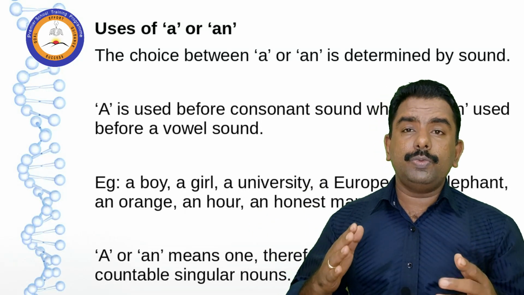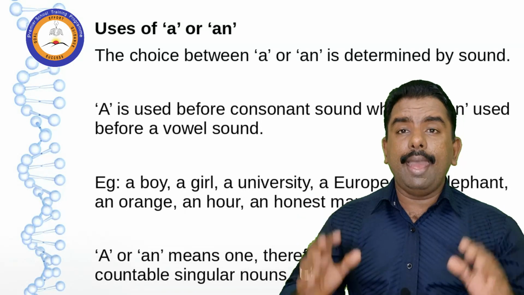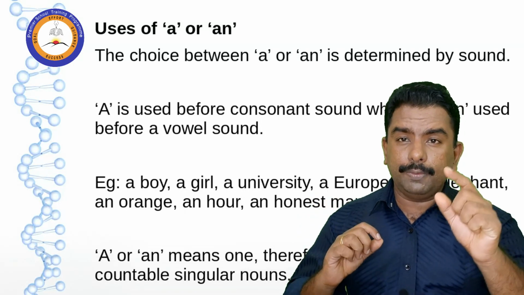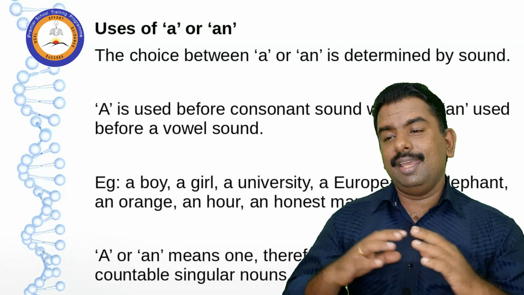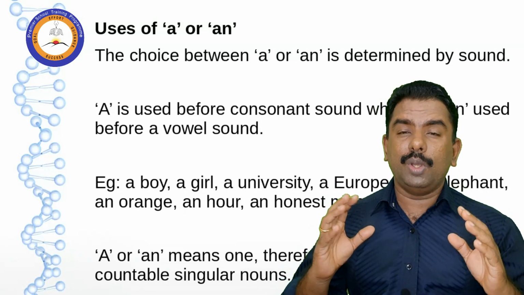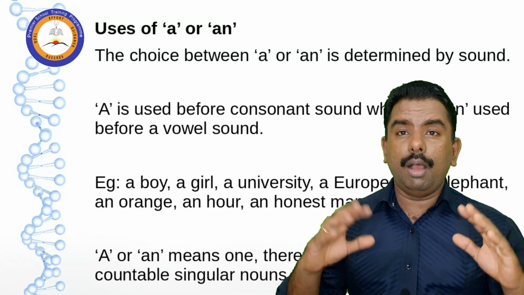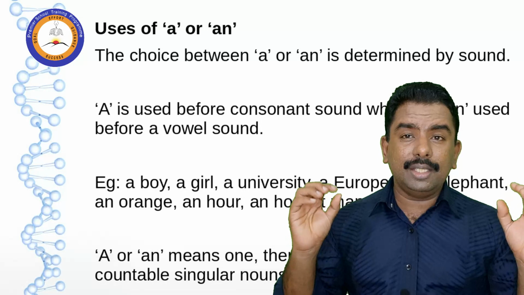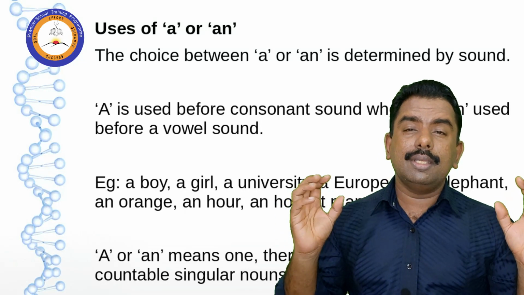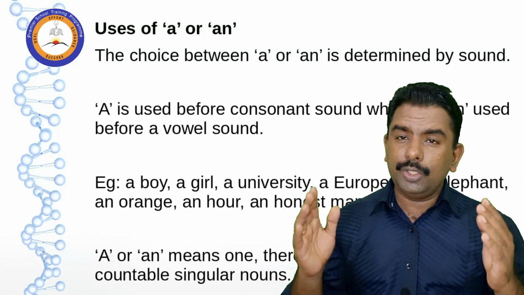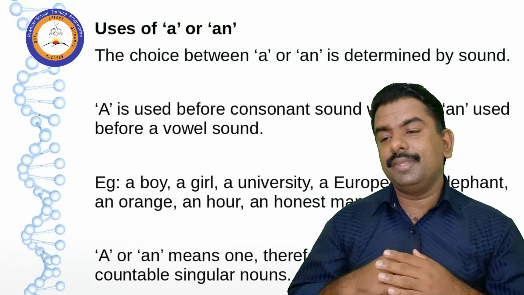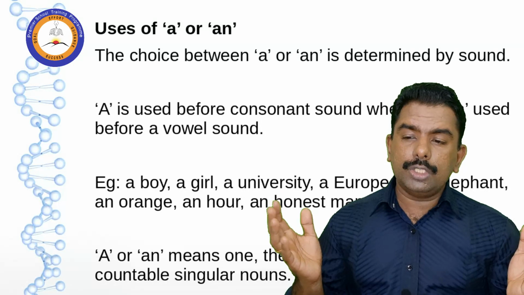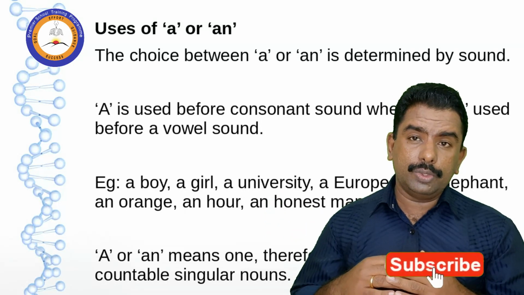And we use 'an' before elephant. 'An' is used before vowel sounds. An elephant. An orange. An hour. An honest man. An apple. These are all vowel sounds. That's why we use 'an' there. 'A' or 'an' means one. Therefore, they are used before countable singular nouns.